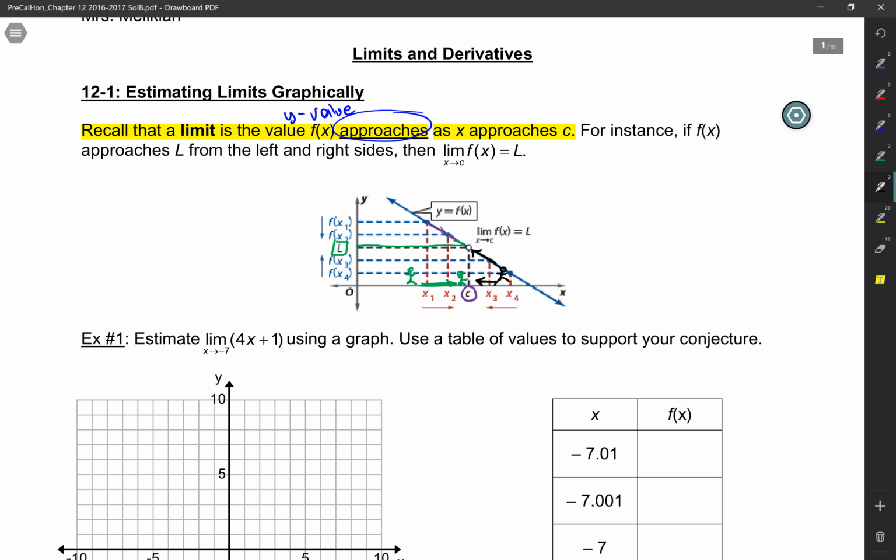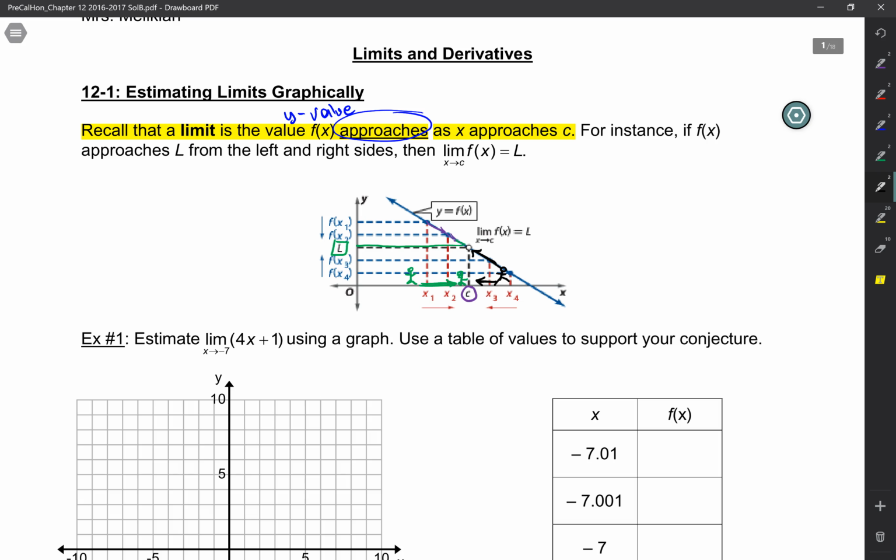So from the left side, it looks like the graph is approaching L. From the right side, it looks like the graph is approaching L. Because the graph is approaching L from both sides, we say that the limit exists and the limit is L.